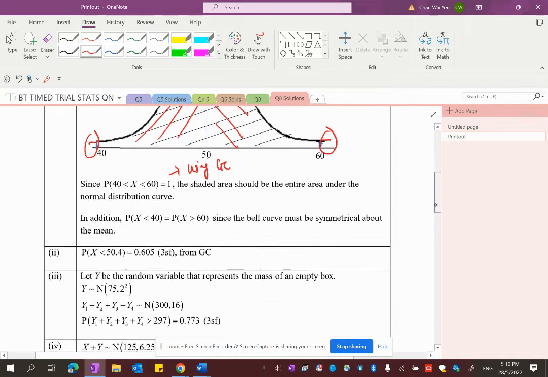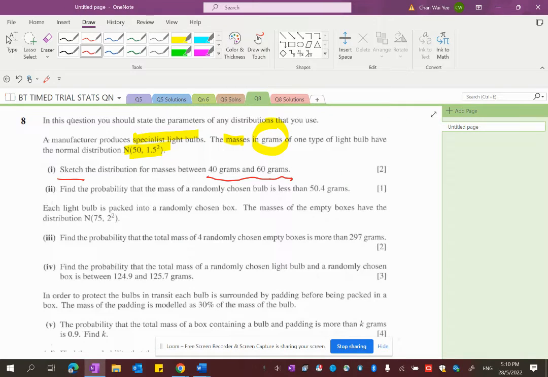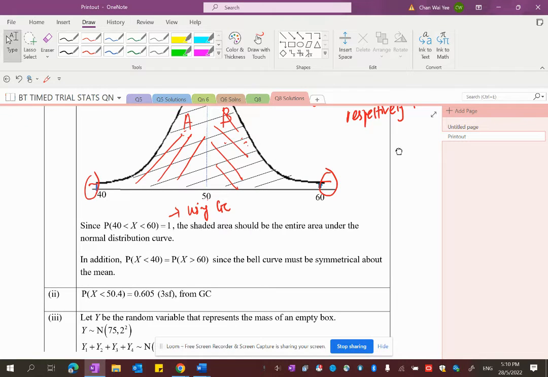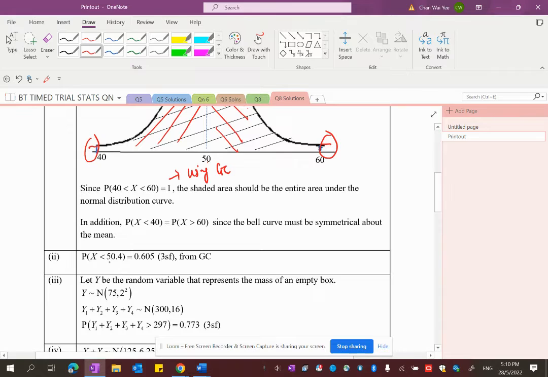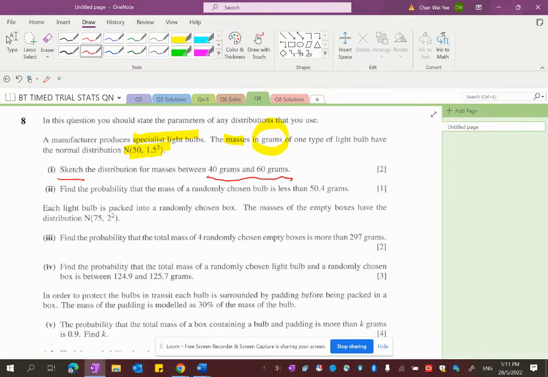Okay, so let's move on to question 8 part 2. Find the probability that the mass of a randomly chosen bulb is less than 50.4 grams. It is a 1 mark question, so it should be quite simple. So P(X less than 50.4), you can easily use norm CDF to help you find the answer using GC. That one I'll leave it to you to check.